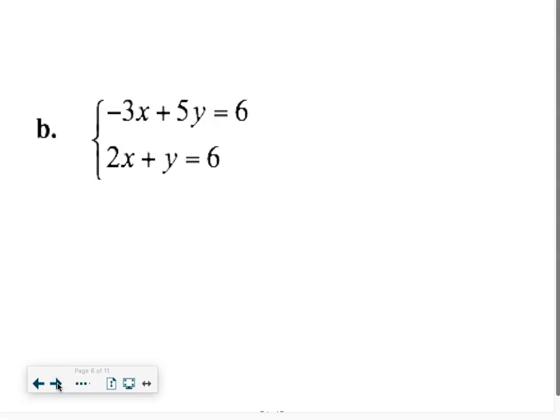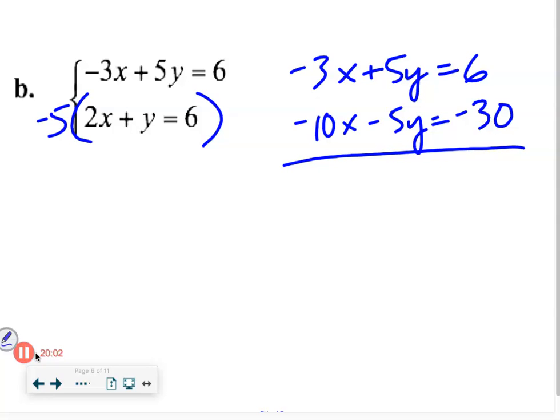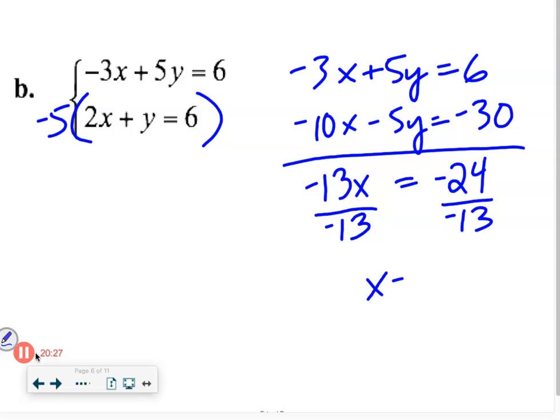All right, so here's one for you guys to try on your own. Most groups, from what I observed, chose to eliminate the y's, which means we'd have to multiply the bottom equation by -5 so that we could get a +5 and a -5 in front of the y's. So when we add them together, we get -13x equals -24. What's a negative divided by a negative? It's a positive. So x is 24/13, which is a beautiful number.